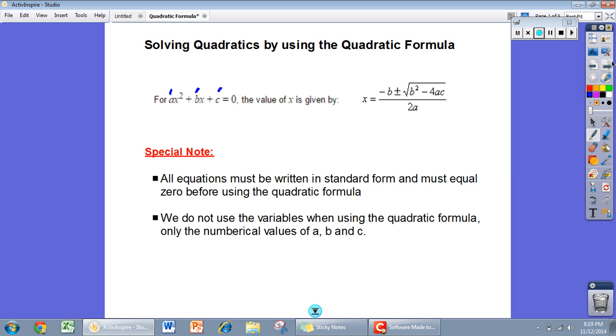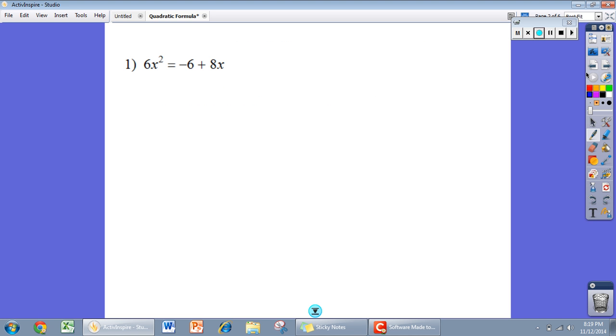So why don't we get started with our first problem. I tried to get some problems that had a variety of solutions and different little things that might pop up here and there when we're working them. So as you can see, our equation is not set equal to 0, so that's where we need to begin. And we're going to move this negative 6 and the positive 8x over to the other side, so we need to add 6 and subtract 8x from both sides.